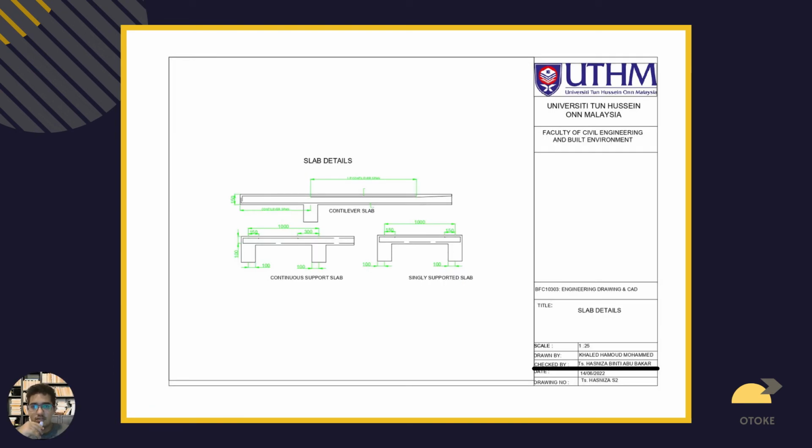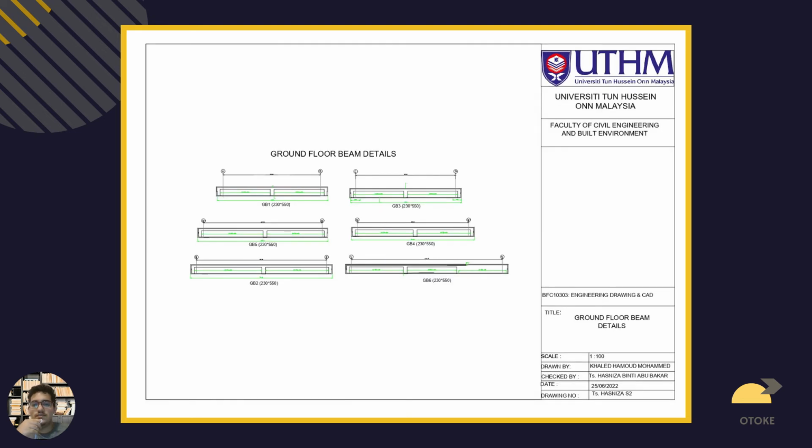This is a picture showing the ground floor beam details and how they vary in length. This is a picture of the slab details showing 3 types of slab: the cantilever slab, a singly supported slab and a continuously supported slab.